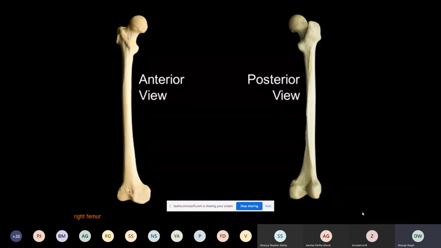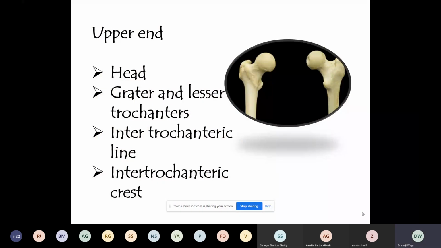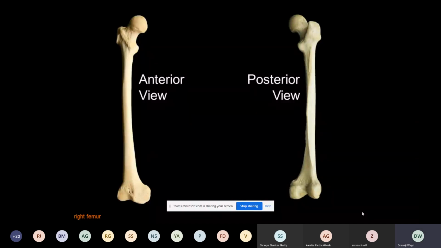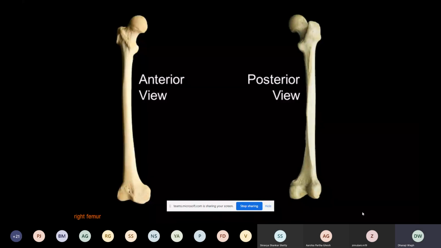Now its anatomical position. In the anatomical position, the head is directed medially, upward and slightly forward. The shaft is directed obliquely downwards and medially, so that the lower surfaces of the two condyles of the femur lie in the same horizontal plane.